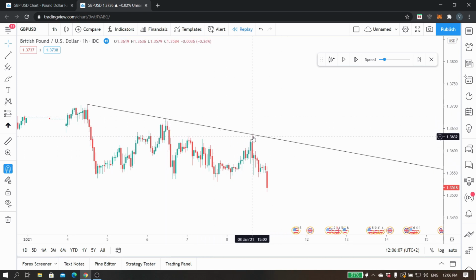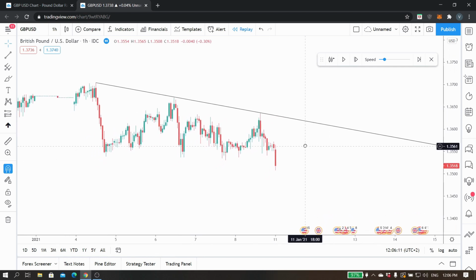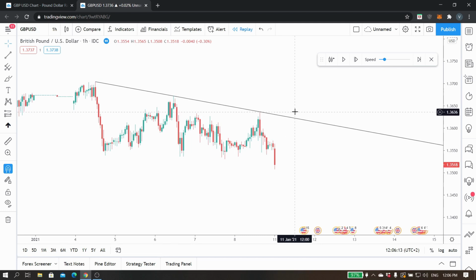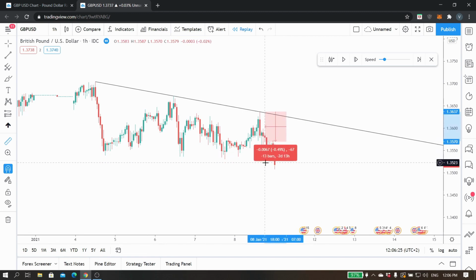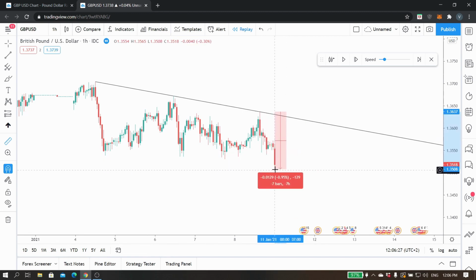And the third touch, which I always say, or I've seen it while backtesting and while trading, is a very strong hit. And let's see, it went down for quite some pips, 130 already.